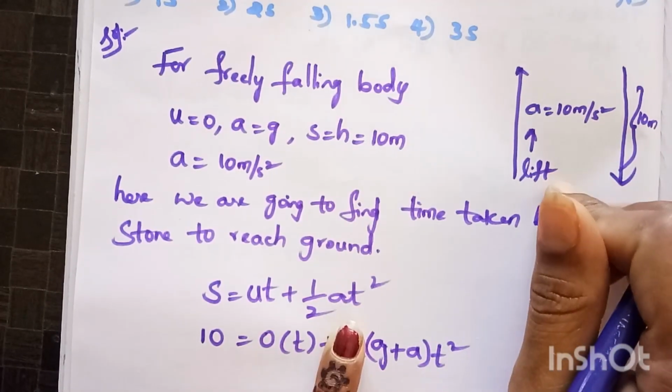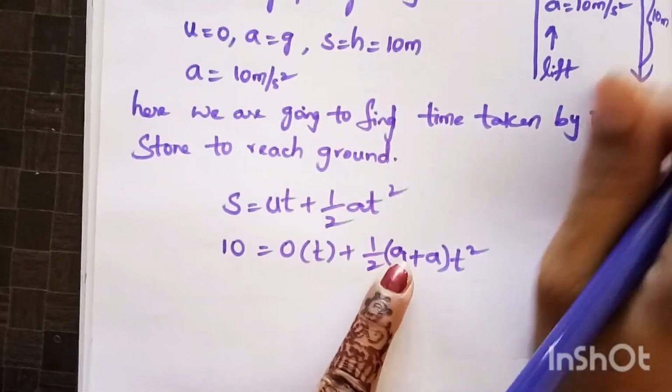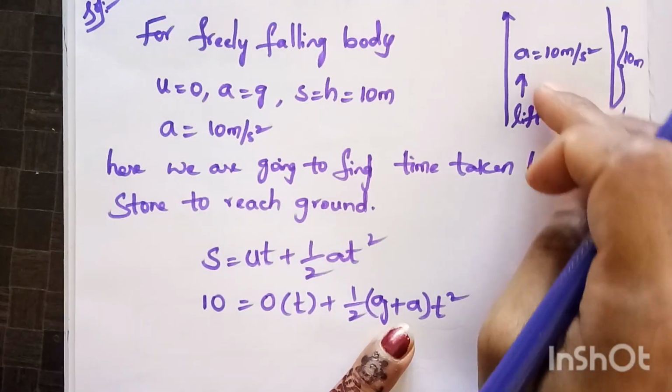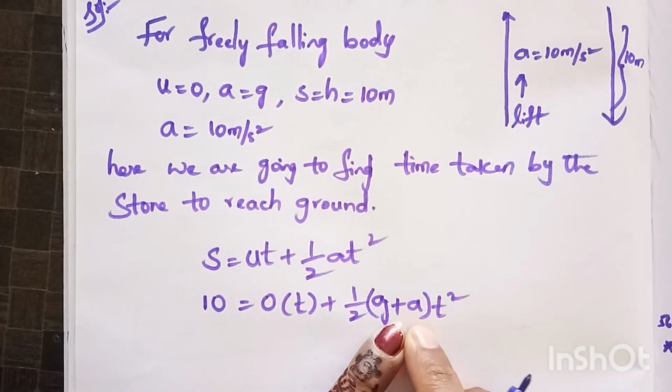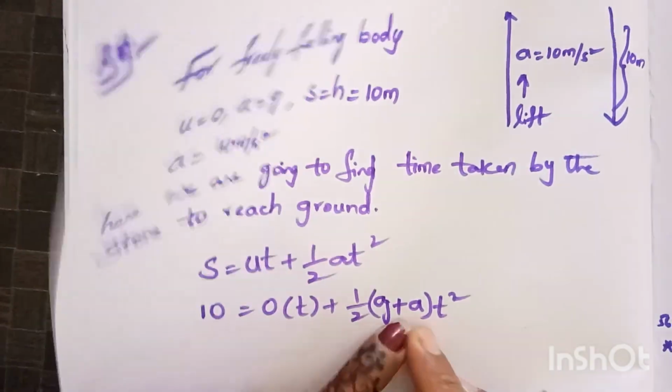If the person is coming down in the lift and a stone is dropped downward, we should take it as g minus a. When it has acceleration for the upward motion we take it as plus a. For downward motion we take the acceleration as minus a.